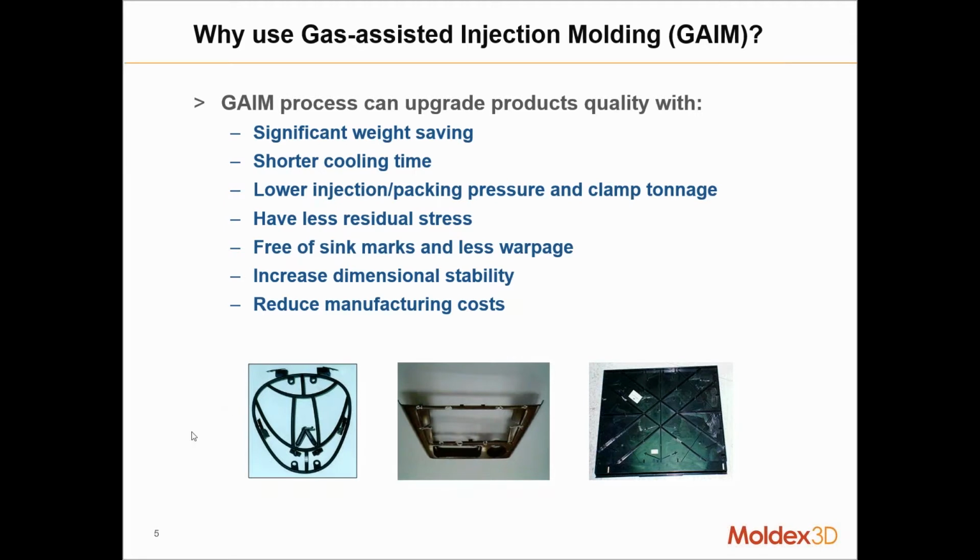All right, a couple of parts here. You can see some of these traditional parts are actually able to be created by the gas-assisted injection molding process. And I mentioned a lot of the advantages before: you get a decreased cycle time, you get a more reliable part, you get a lighter part. There's a lot of benefits to this sort of process.